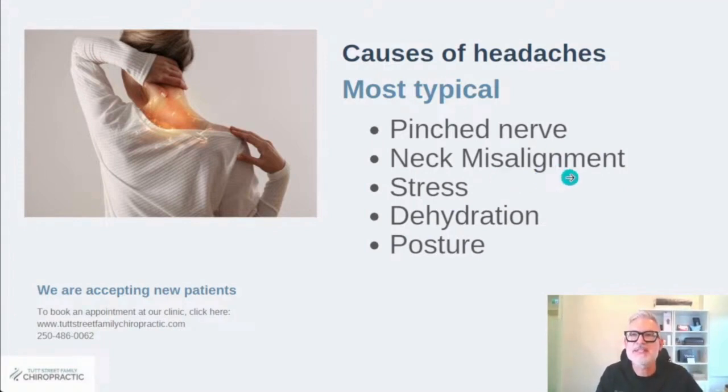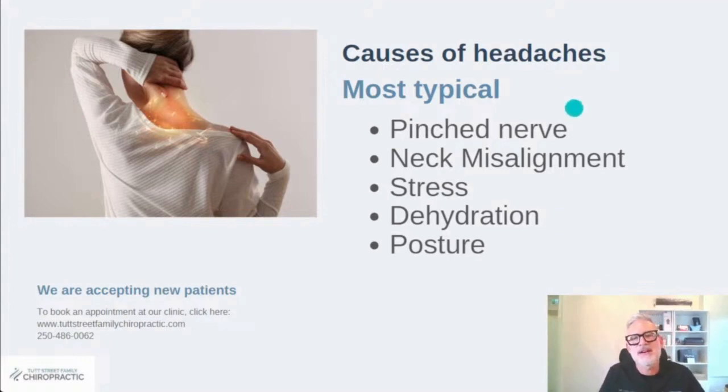Neck misalignments, especially at C1 and C2, the top two vertebrae in the neck, can cause headaches. Stress, we talked about that. Dehydration is another one. Sometimes when people are dehydrated and their body lacks fluids, that can cause a headache. So drinking enough fluid, especially in the summer or if you're in a dry climate, is very important, as well as taking in some salts or electrolytes. That's something I like to talk about here in the clinic and recommend to people.